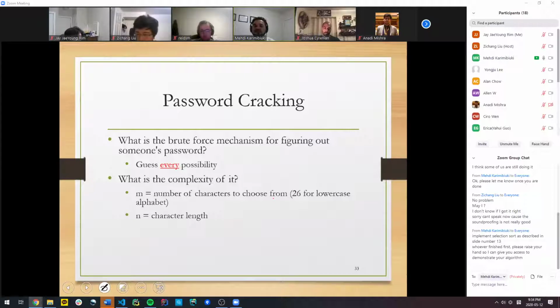So with knowing these two numbers, can someone tell me what is the time complexity? Or in other words, how many different guesses the hacker has to put in place to be able to hack your password? M to the power of n. So n is the character length.